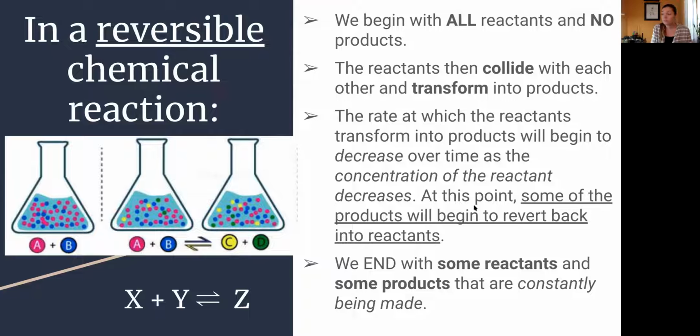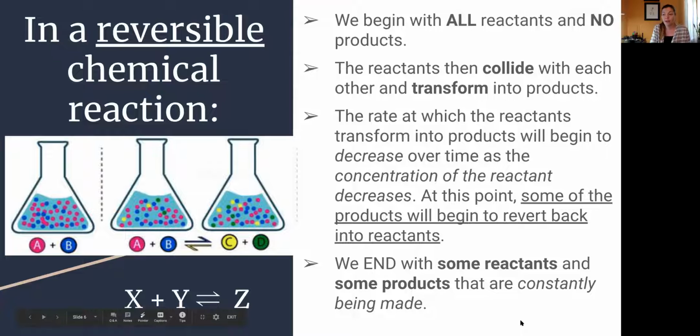At this point, some of the products, whoa, this is weird, will begin to revert back into reactants. So once our reaction rate slows and we slow down how fast we're transforming reactants into products, in a reversible reaction we're then going to start to remake reactants as well. That reaction will start to go backwards. This process ends with some reactants and some products that are constantly being made. So the end result, an equilibrium of this reversible reaction, is that we have some reactants and some products. We don't have all products like we did in a standard chemical reaction.